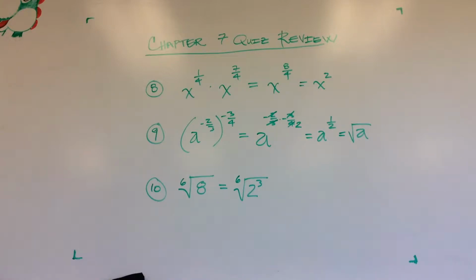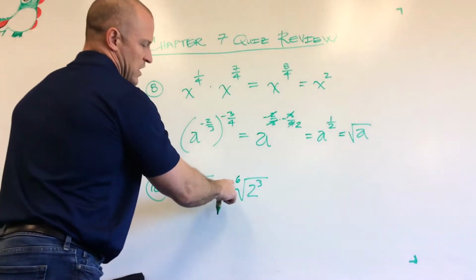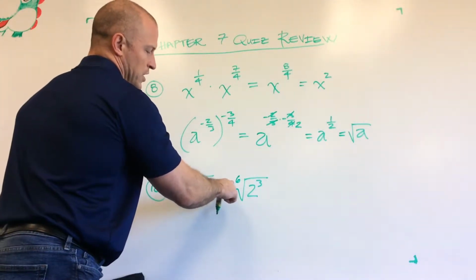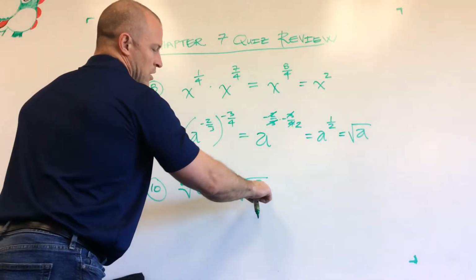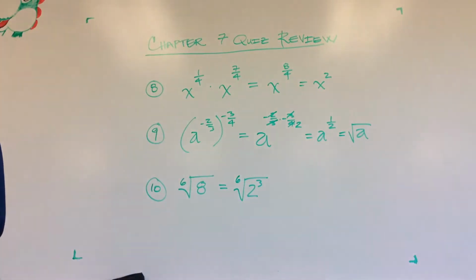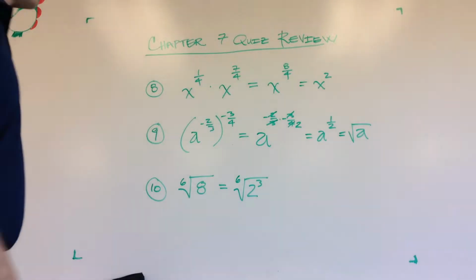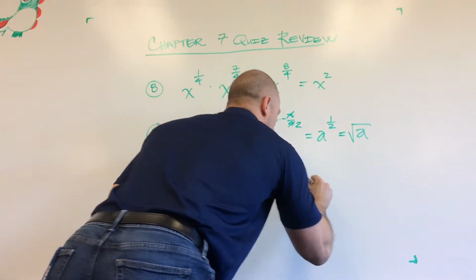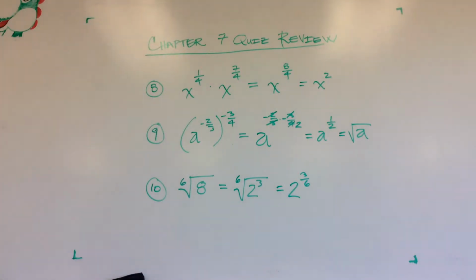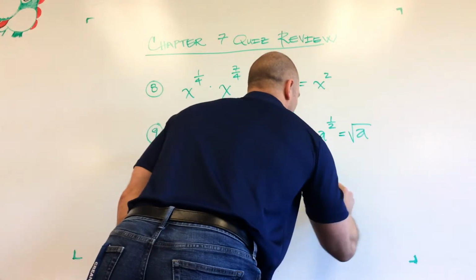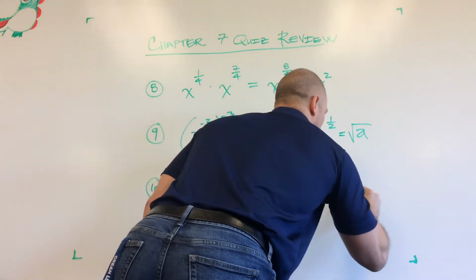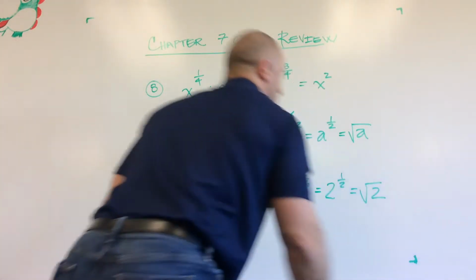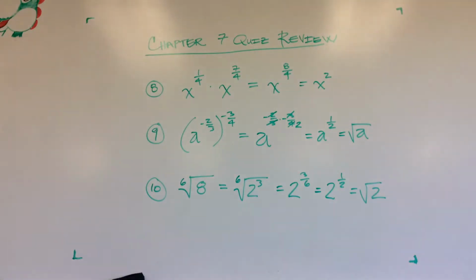Now, at this point, we can rewrite this as a fractional exponent. Again, the index will form the denominator of the fraction. The power on the number inside the radical will form the numerator. So we get 2 to the 3 over 6, which is going to reduce to 2 to the 1/2. Which just simplifies down to the square root of 2.